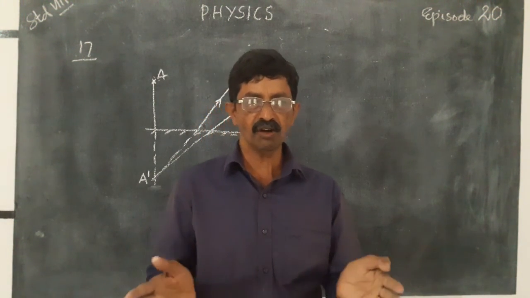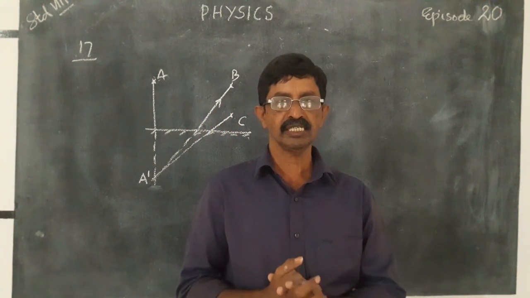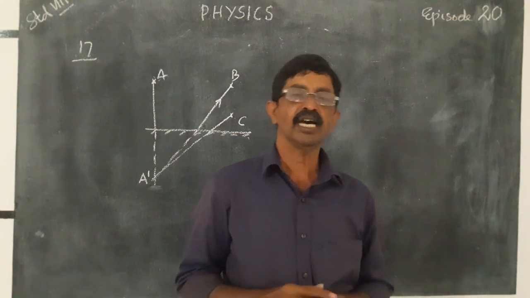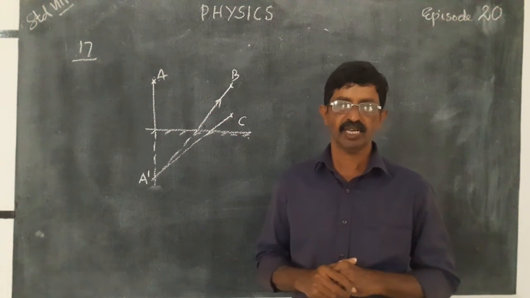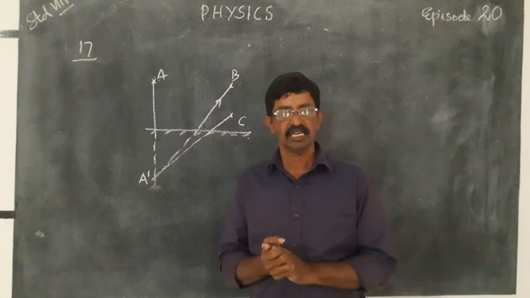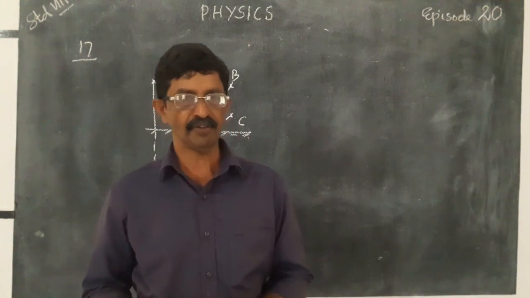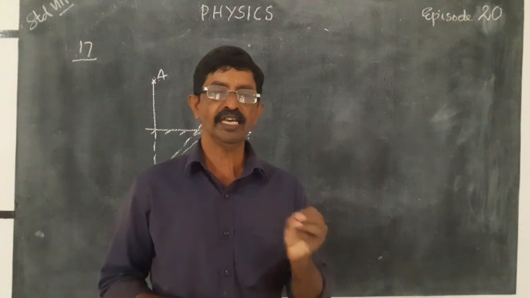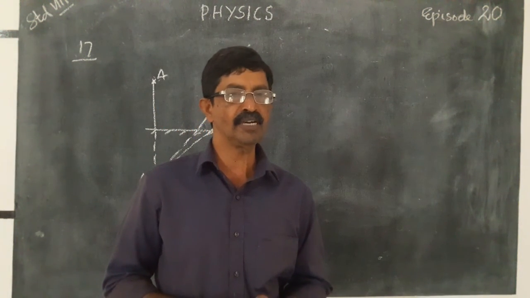Okay, with this we have discussed the properties of light, the laws of light and multiple reflection, and what visually impaired persons actually do.